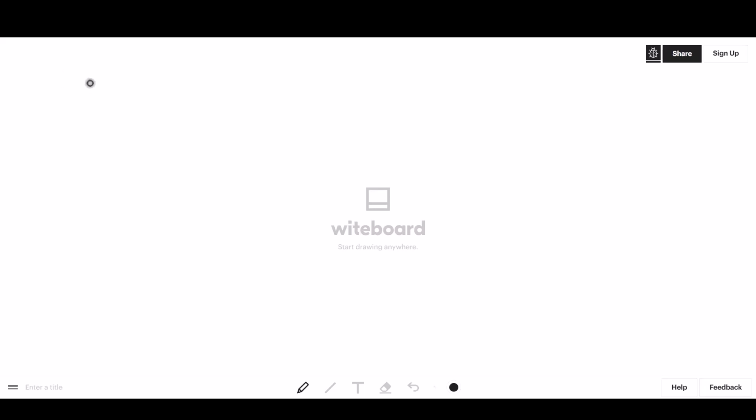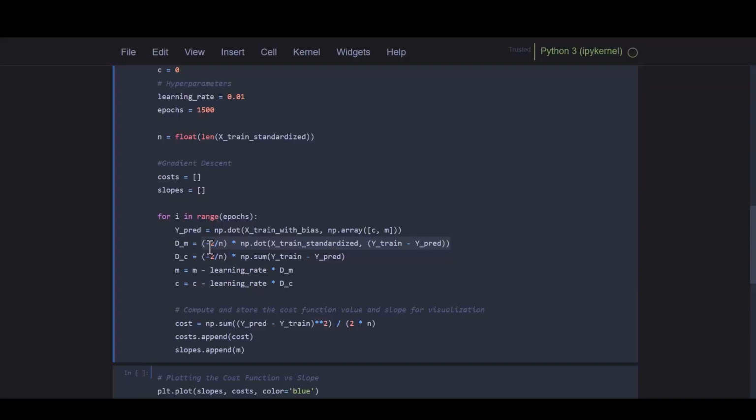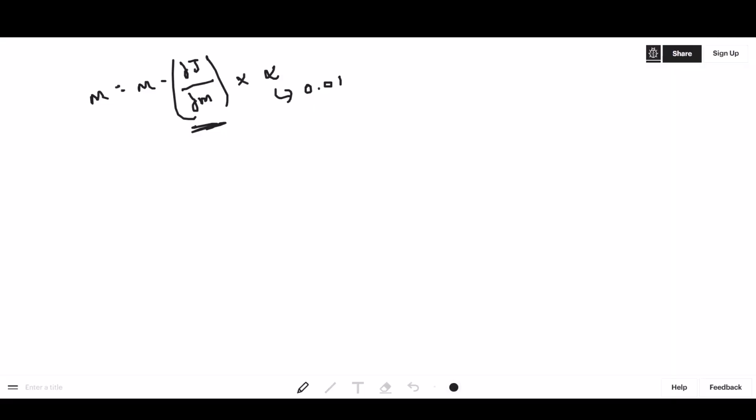So the convergence theorem states that slope is equal to slope minus the derivative of the cost function with respect to the slope, multiplied by the learning rate. So m minus the derivative of the cost function with respect to m multiplied by the learning rate. This learning rate we defined as 0.01, and we are going to find the derivative value in this particular line. So this line is derived from here. Here J is defined as the cost function. So we are going to differentiate the cost function with respect to m.